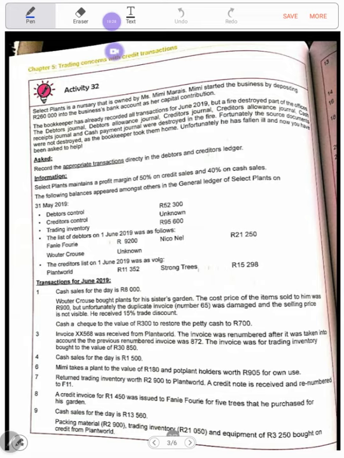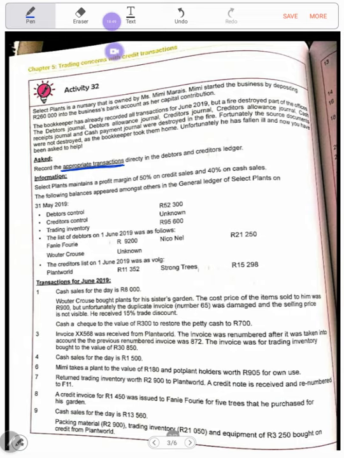Now I need you to understand that even the word is underlined for us, appropriate, because if you go through these transactions, you will see that we have cash and credit transactions. All right, grade 9s. So let's read through it.